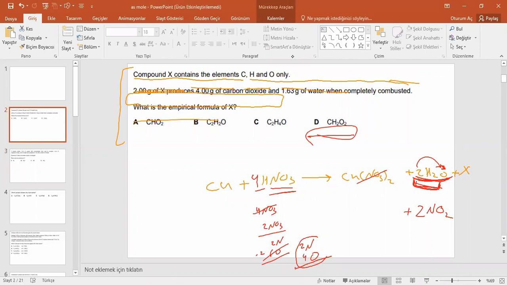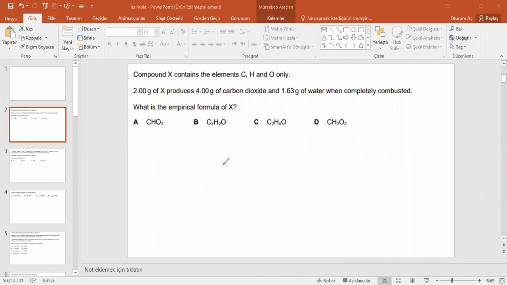Here we have another question, which is the tricky question, I think. Yeah, this one was the tricky question. Stop the video, guys, and have a look. So compound X has 3 elements, C, H, O. 2 grams of this X produces 4 grams of CO2 and 1.63 grams of water when completely combusted. What's the empirical formula of X?